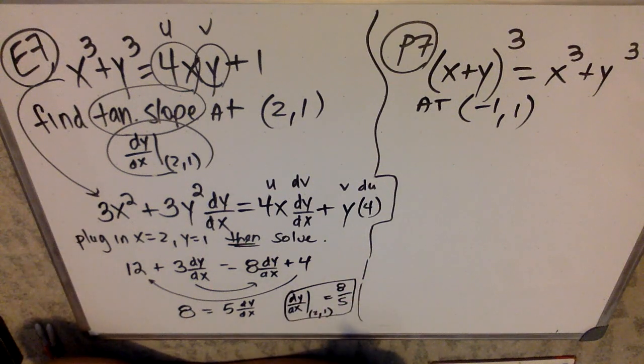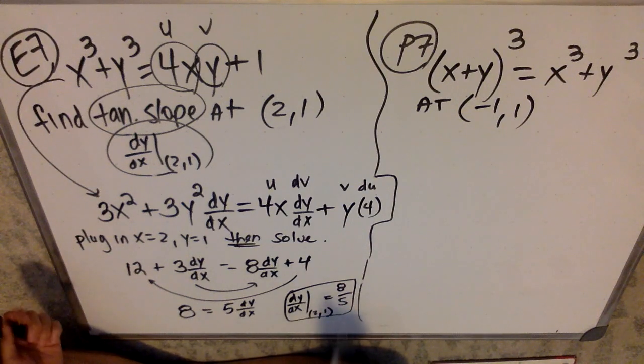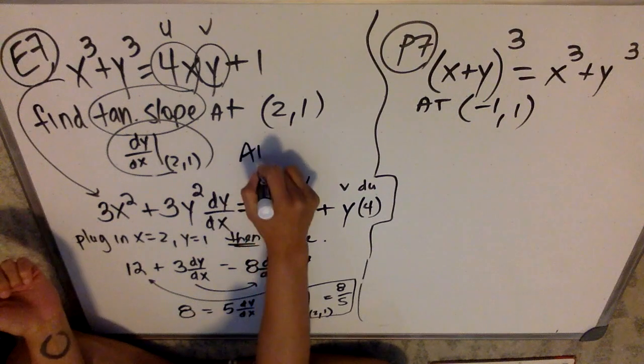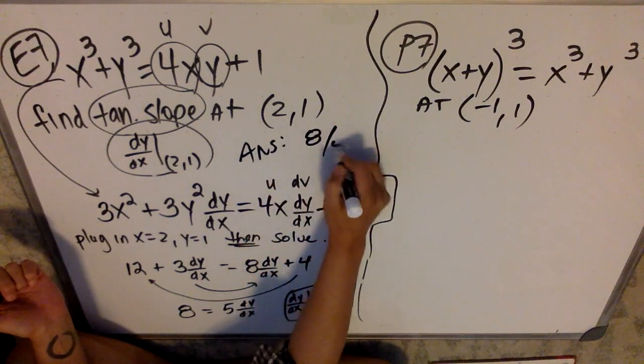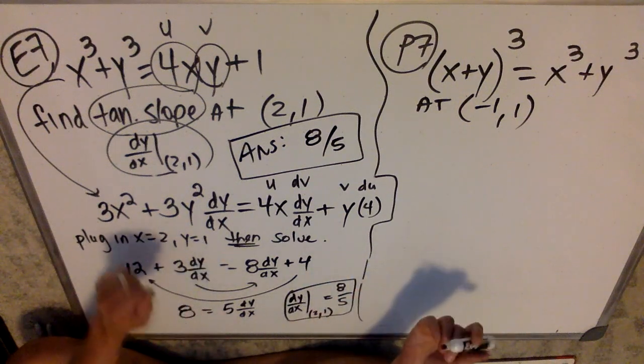Right? So again, here I cheated a little bit and I'm evaluating my, so it's not dy dx all the time, it's just dy dx evaluated at that point. And so my answer is 8/5. That's my tangent slope. All right, so you can pause me if you want. I'm going to go ahead and walk through P7.